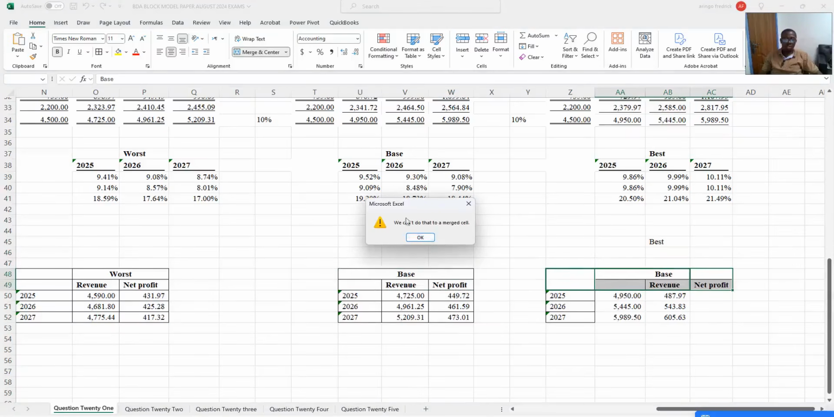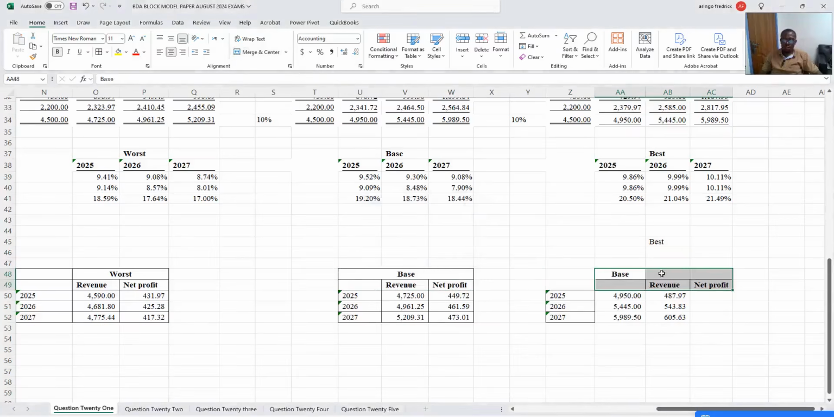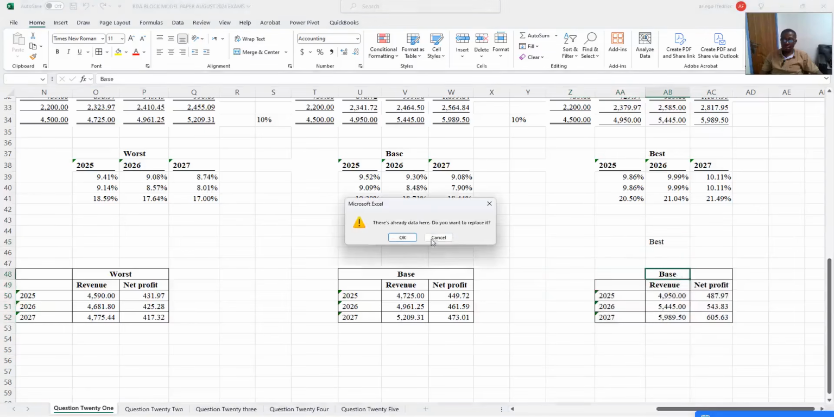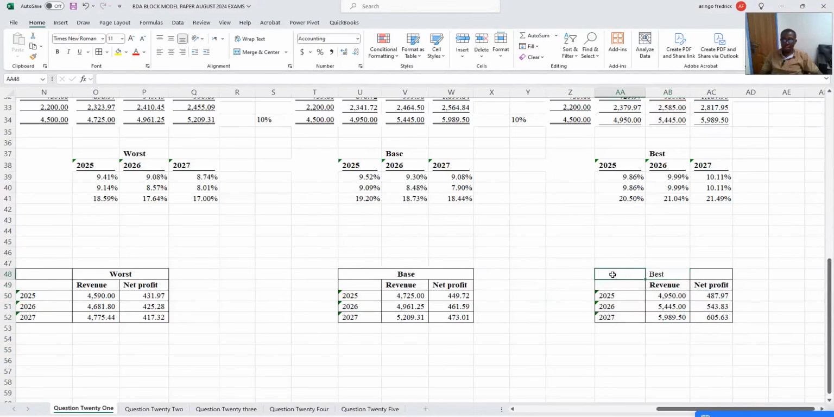What you can do is unmerge, so that I can bring it to that point. So now what we are having here is a base or best case scenario. I can squeeze it to that point. This is now the best case.